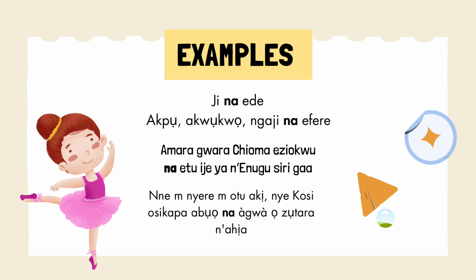Amara gwara Chioma eziokwu na otu ije ya n'Enugu siri gaa, which means that Amara told Chioma the truth about how her journey in Enugu went. Now the last example, nne m nyere m otu akị nye ka o si osikapa abụọ na agwa ọ zụtara n'ahịa. So my mother gave me one coconut, rice, two rice, and then beans she bought at the market.